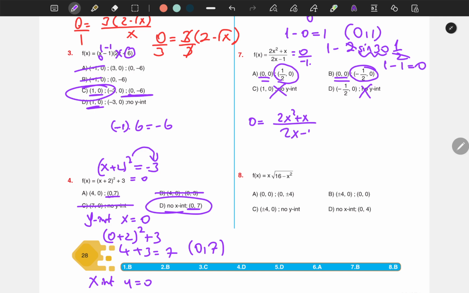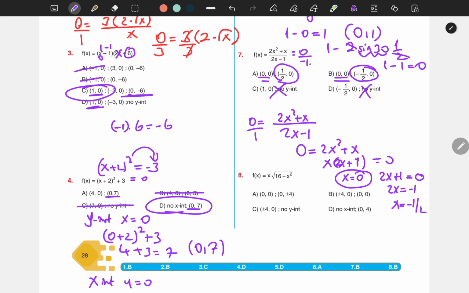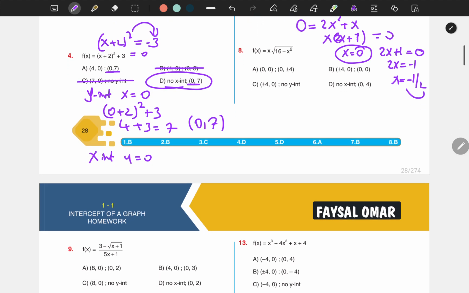Over 2x minus 1. Can I do cross product? 0 times this, 0. So here what is a common term? X is a common term. X times 2x plus 1 equal to 0. Here x will be equal to 0, or 2x plus 1 will be equal to 0. 2x equal to -1, x equal to -1 over 2. So which one is the correct option? I replace x as -1 over 2, y is 0. B is the correct option. Alright. Next example.